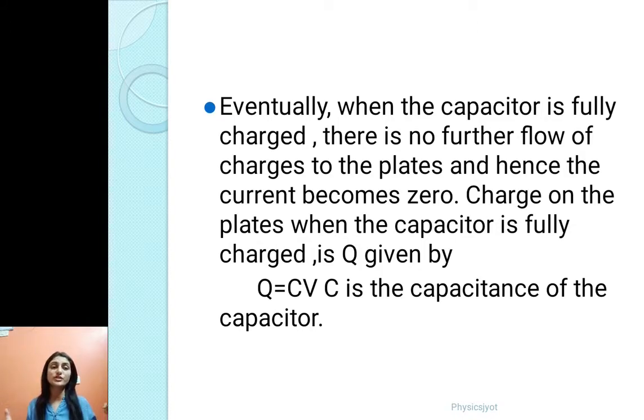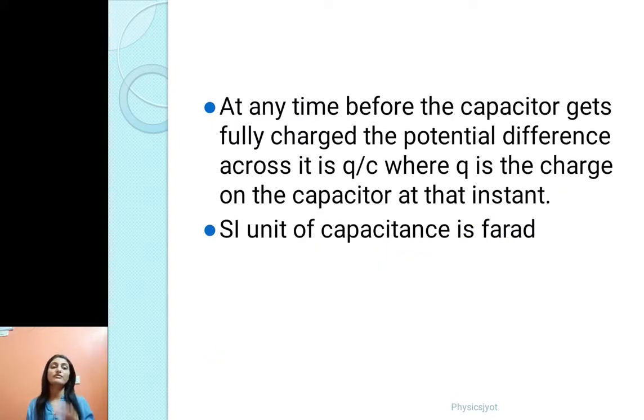Eventually, when the capacitor is fully charged, there is no further flow of charges to the plates, and hence the current becomes zero. The charge on the plates when the capacitor is fully charged is Q, and it is given by Q equals CV, where C is the capacitance of the capacitor. At any time before the capacitor gets fully charged, the potential difference across it is given by V equals Q by C, because we have C equals Q by V. The SI unit of capacitance is farad.